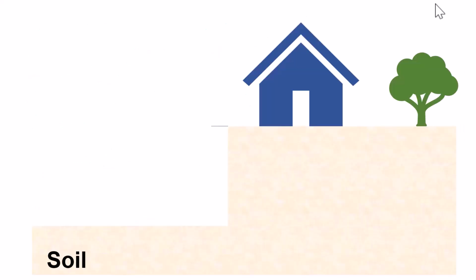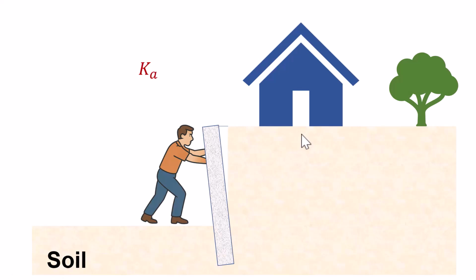Let us now compare the values of Kp, K0, and Ka using the schematic figure shown here. Imagine a man interacting with the retaining wall and think about the amount of force he needs to apply under different conditions.